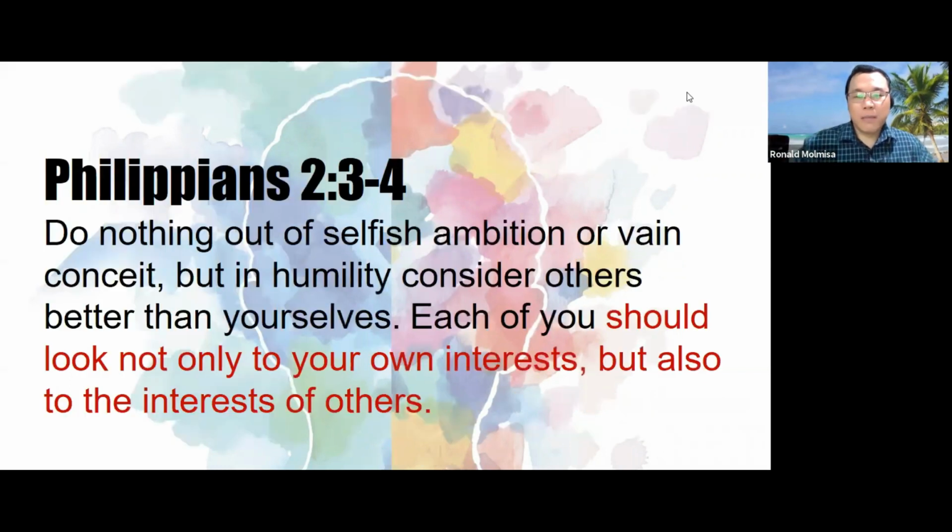Okay? Kaya sabi ni Paul, do nothing out of selfish ambition or conceit, but in humility consider others better than yourselves. Each of you should look not only to your own interests, but also to the interests of others. That's social skills. Hindi lang sa iyo, kundi para rin sa iba.